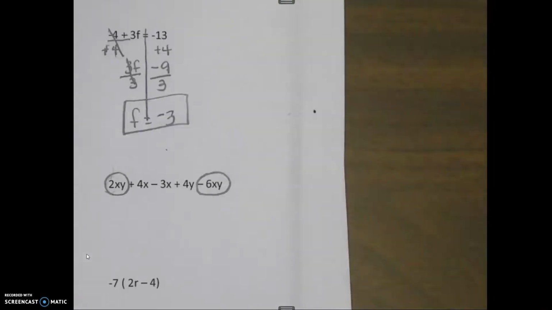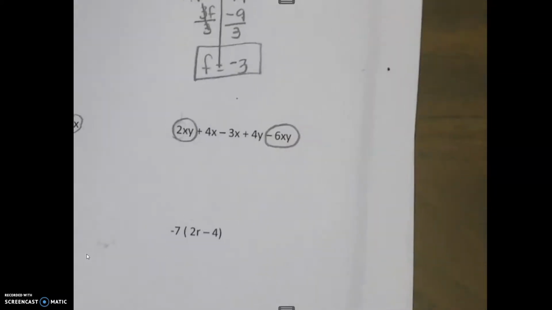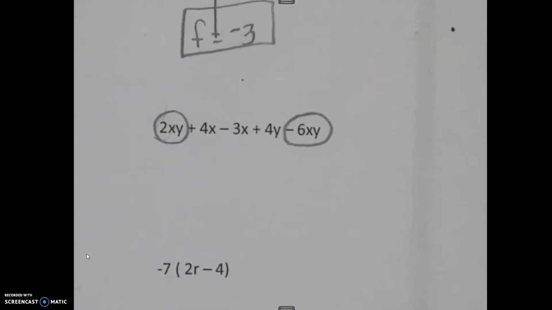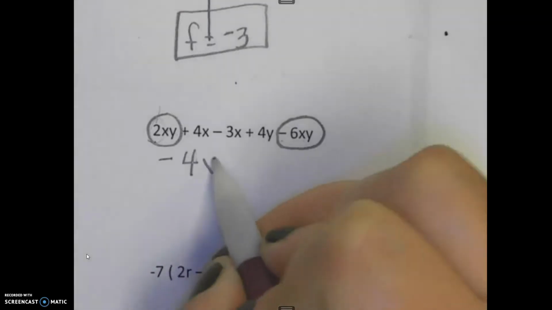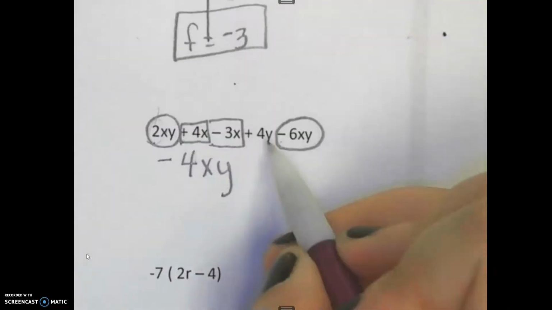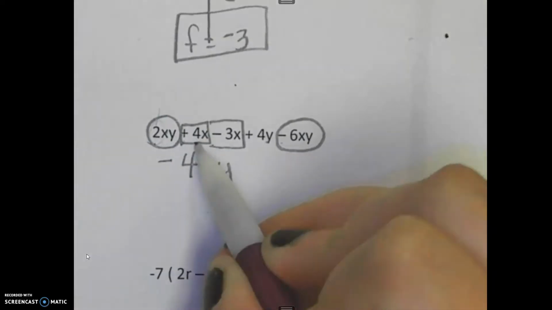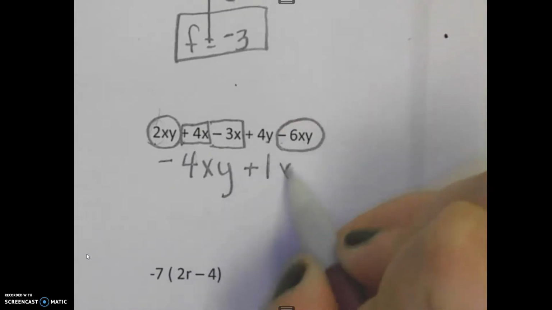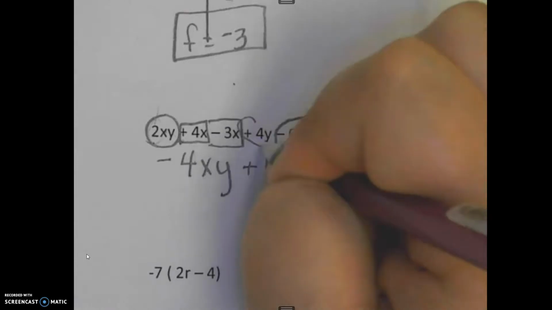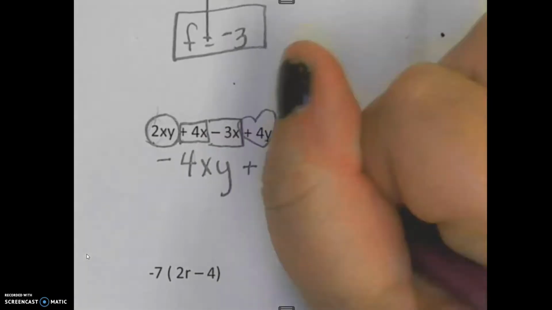And I'll zoom in on that because I know, especially if you're watching on your phone, it gets a little hard sometimes to see it when the numbers aren't bigger. Sorry about that. So 2xy minus 6xy is negative 4xy. Then I have plus 4x minus 3x. Now that has a y with it, so I'm not going to mess with it. 4x minus 3x is just a positive 1x. And then I don't have anything to combine with this y, so I'm going to just leave it as it is, plus 4y.